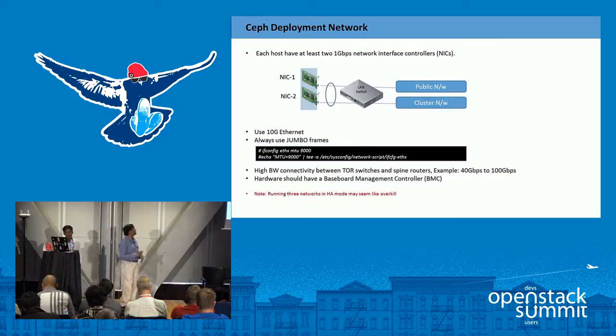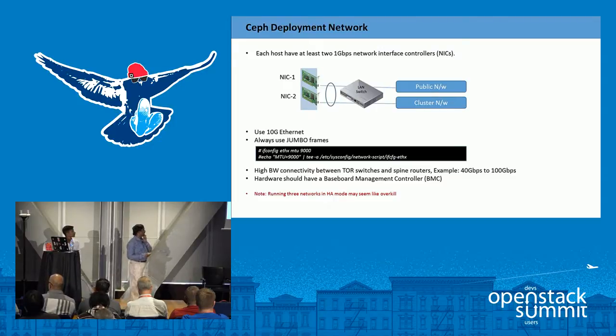Two networks come with two NICs. It is better to use 10 gig if you can afford it; 1 gig is fine, but 10 gig is advisable because Ceph is very intensive in its internal operations. One more point: jumbo frames are recommended across the network. These are the steps to set the jumbo frames. For the ToR switch and spine switch, we need high bandwidth, and always go with BMC hardware to get all the alerts.